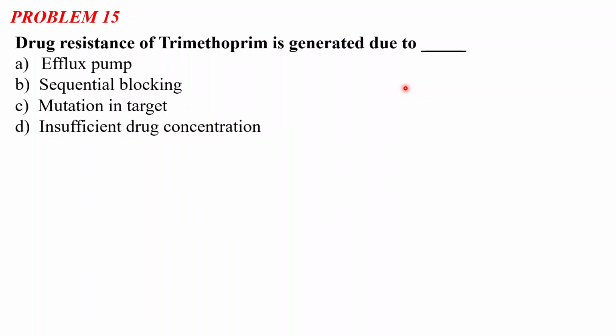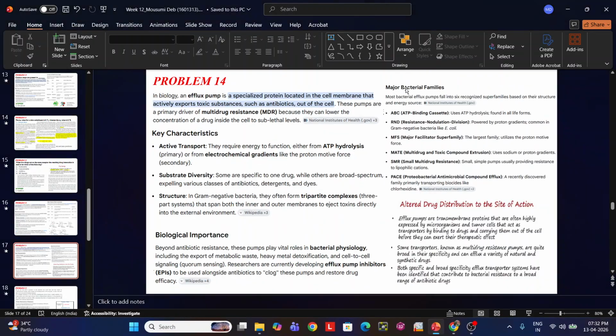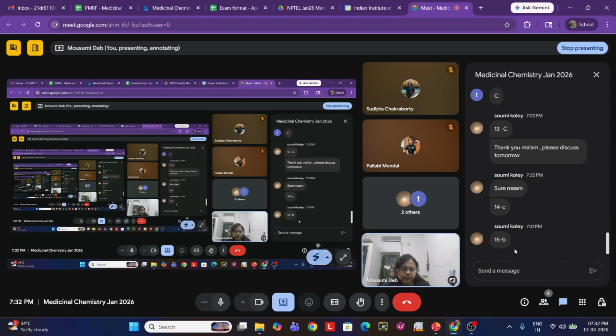Drug resistance of trimethoprim is generated due to which of the following? Efflux pump, sequential blocking, mutation in target, or insufficient drug concentration. Let me check the chat box. Let's see if there is any answer for our problem number 15.